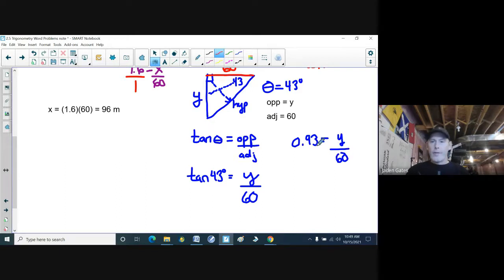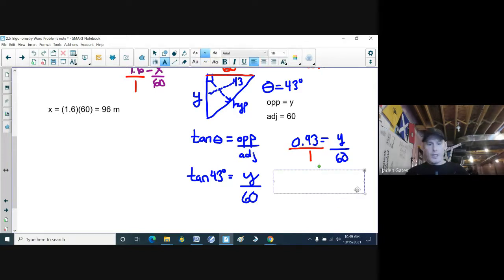I'm going to create a fraction equaling a fraction so that I can cross multiply. So 1 times Y, that's Y. And then 0.93 times 60. Y equals 0.93 times 60. I got 55.8 meters. All right, so we're not done yet.